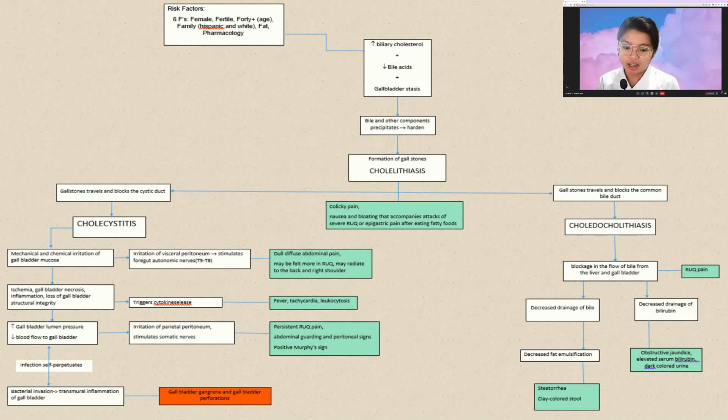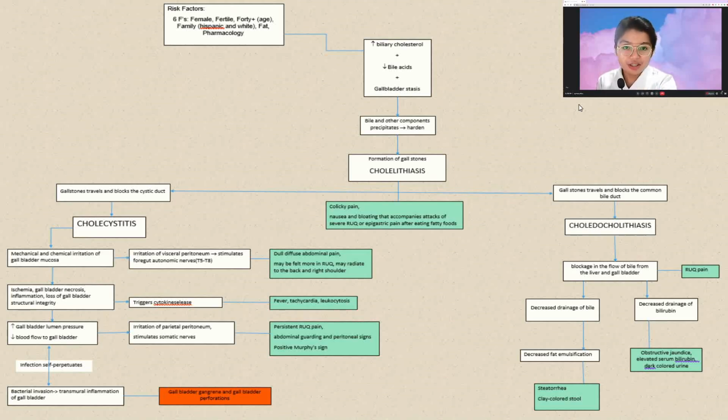What do you mean by colicky? It comes and it goes, it wanes and it waxes, because the pain is attributed to the movement of the gallstones within the gallbladder. So if the gallstones are not interrupted, then there is lesser pain.